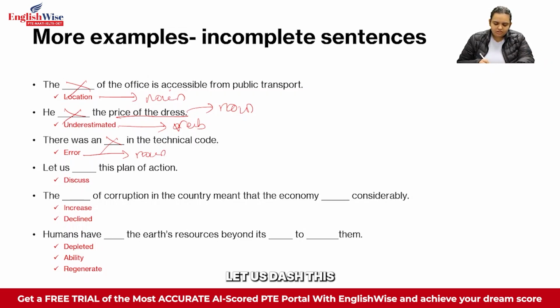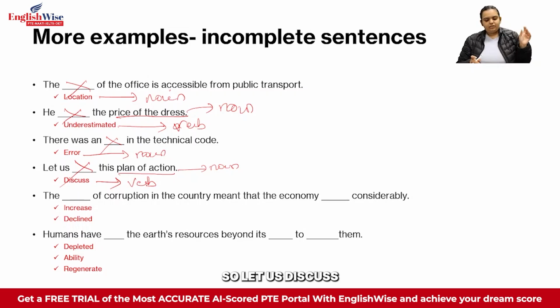"Let us dash this plan of action." Okay, again, let us read the sentence without the blank. "Let us this plan of action." This does not make sense. Plus, over here, plan of action, the noun is already mentioned, so we are left with the verb. I will add the word discuss. So let us discuss this plan of action.